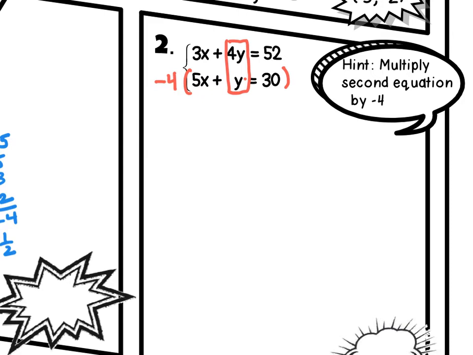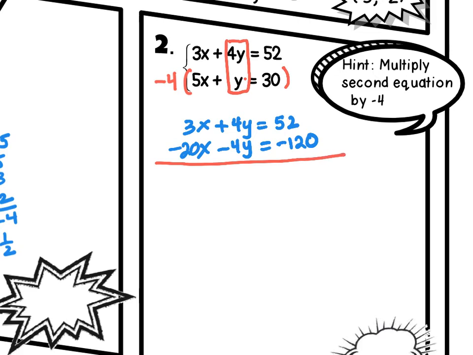So I'm going to rewrite my system. I have 3x plus 4y equals 52. You have negative 4 times 5x gives you negative 20x. Negative 4 times y gives you negative 4y. And negative 4 times 30 gives you negative 120. Now you notice that the y's cancel. So what you're going to do is apply the elimination method by adding the two equations. And you notice that the 4y and the negative 4y cancel.